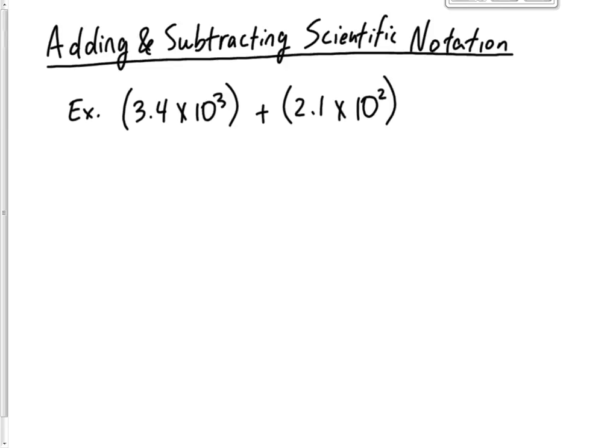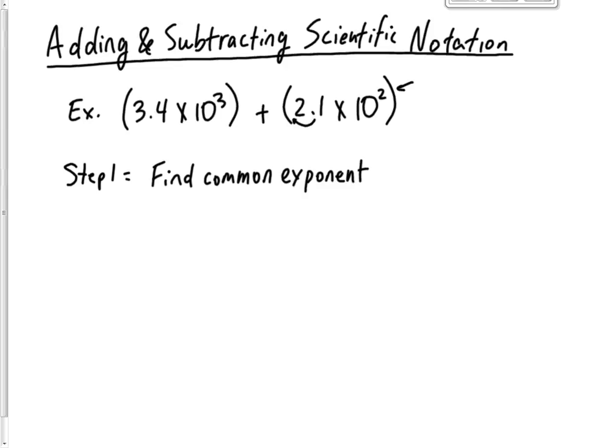Okay, now, step number one. We have to find a common exponent. Just like in math, you have to find a common denominator for adding fractions, you have to find a common exponent when adding numbers in scientific notation. So in this case, we are going to change this 2 into a 3. The way we do that, we're going to move our decimal to the left 1, and that's going to increase our exponent.